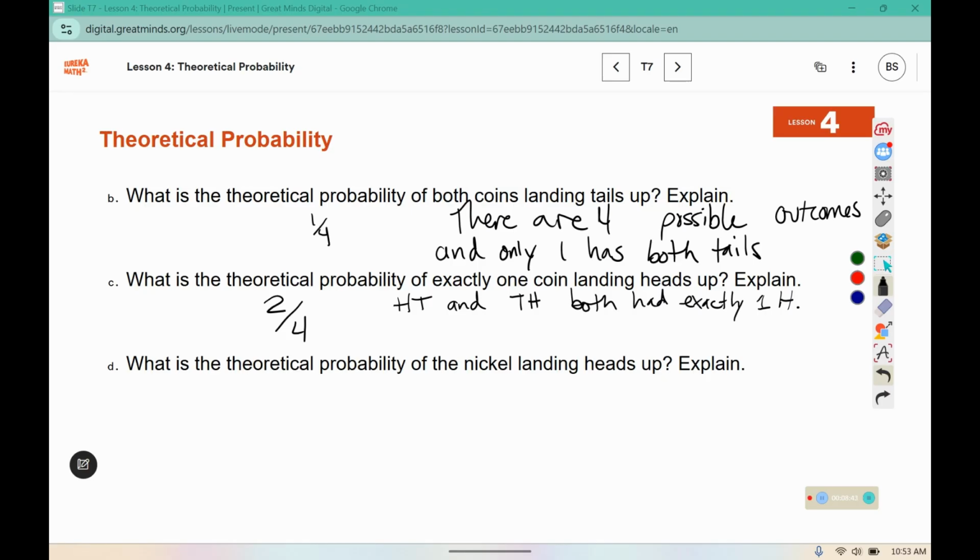What is the theoretical probability of the nickel landing heads up? That is also 2 out of 4. We had head, head, and head on the nickel and tails on the penny.